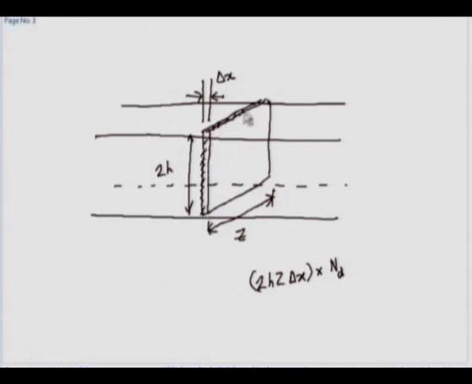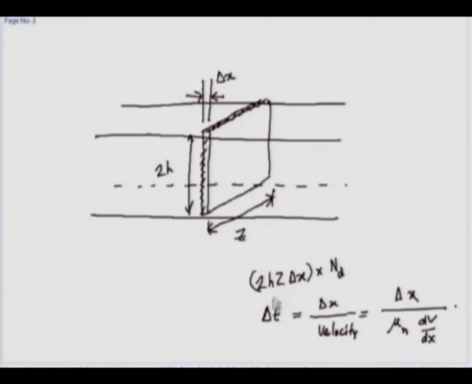Okay, so let's calculate that delta t. So what is delta t equal to? Delta t is equal to the distance divided by velocity. What is the distance? The distance is delta x, and what is the velocity? Mu n times the electric field. I'm just talking about the magnitude, not the signs. Okay. And so these many electrons in this volume leave this particular region in that much time. So per unit time, you just need to divide that by delta t. The unknown here is dV/dx, and for that you need to actually solve the device equations inside the device, and that one can do by numerical solution, not analytically.